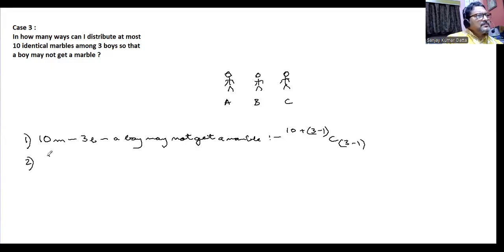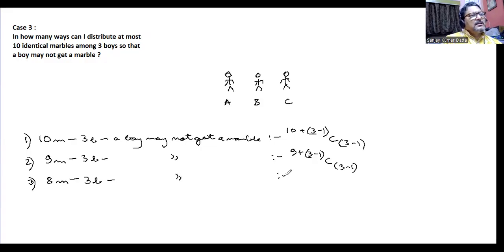Next, since it says at most 10, 9 marbles is also possible. So distribute 9 marbles among 3 boys, so that a boy may not get a marble. That will be possible in 9 plus 3 minus 1 C 3 minus 1 ways. Then 8 marbles is also possible, because 8 marbles falls within at most 10 marbles. So distribute amongst 3 boys, same criteria. The answer is 8 plus 3 minus 1 C 3 minus 1 ways. And dot dot dot.